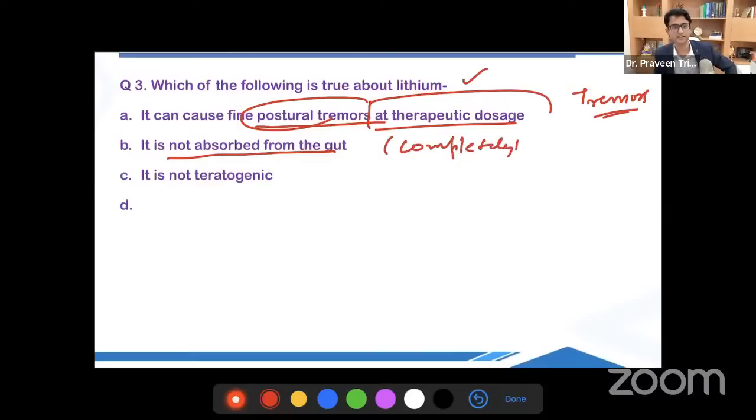Of course, we know about that. It is not teratogenic. Of course, we know it's teratogenic. It can cause Ebstein's anomaly. All of us know about it. What was the 4th option, students? Can you help me with that? What was the 4th option?